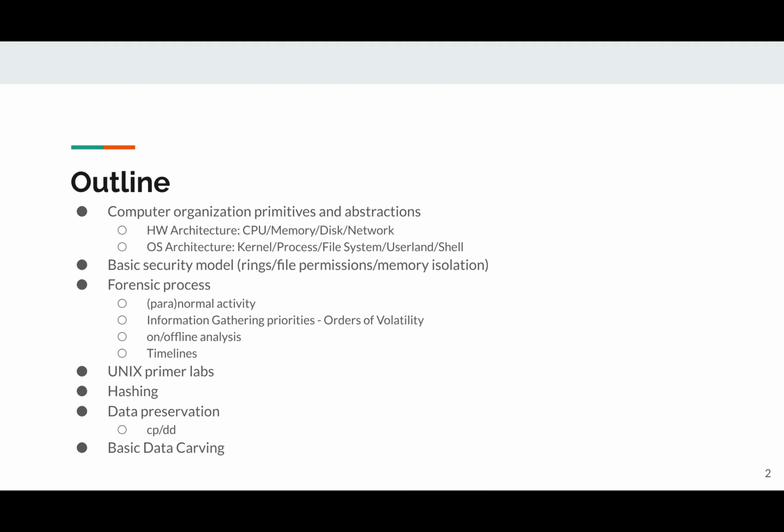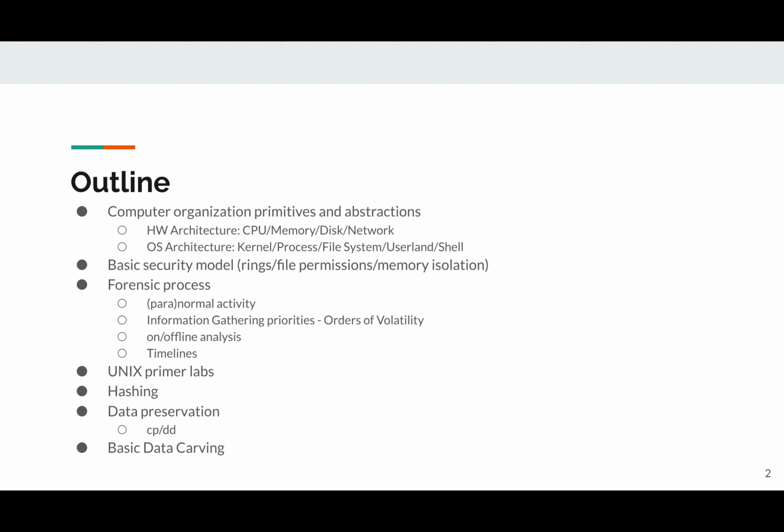We're going to talk about the Unix operating system and certain Unix commands that are very useful to know and that we will be using throughout this course. Finally, we're going to talk about what hashing is and how to preserve data from a computer system. And we're also going to talk about data carving, which is the process of carving out parts of data from a larger stream of data.